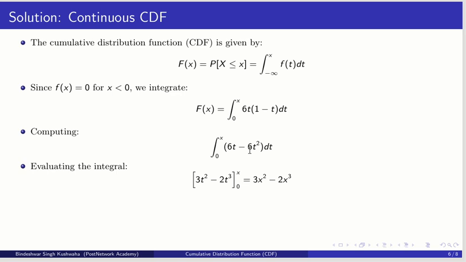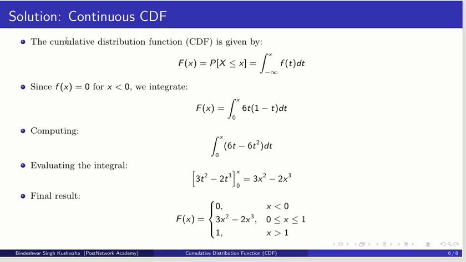If you integrate and put in the limits, we get 3x squared minus 2x cubed. In the final result, the value of the CDF is 0 when x is less than 0, and if x is between 0 and 1, it is 3x squared minus 2x cubed. If x is greater than 1, that means greater than the upper limit, it would always be 1. So I hope you understood the concept.